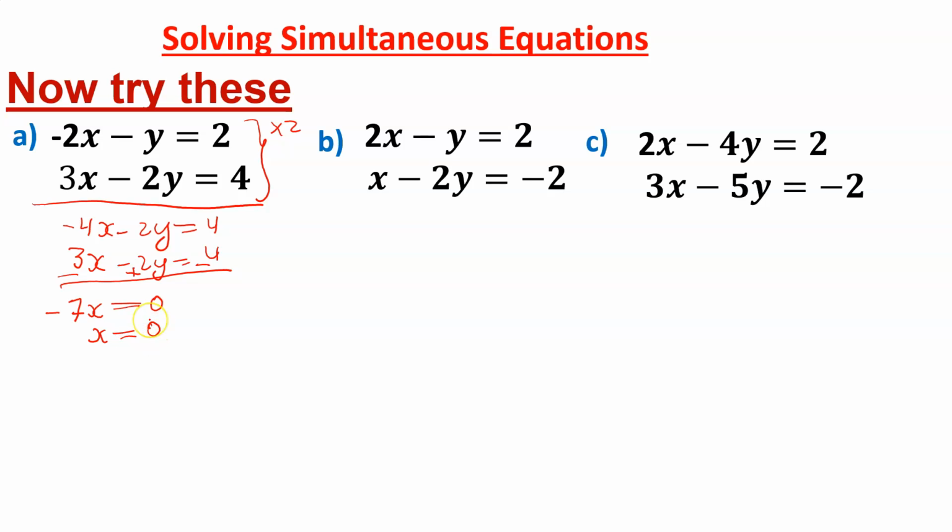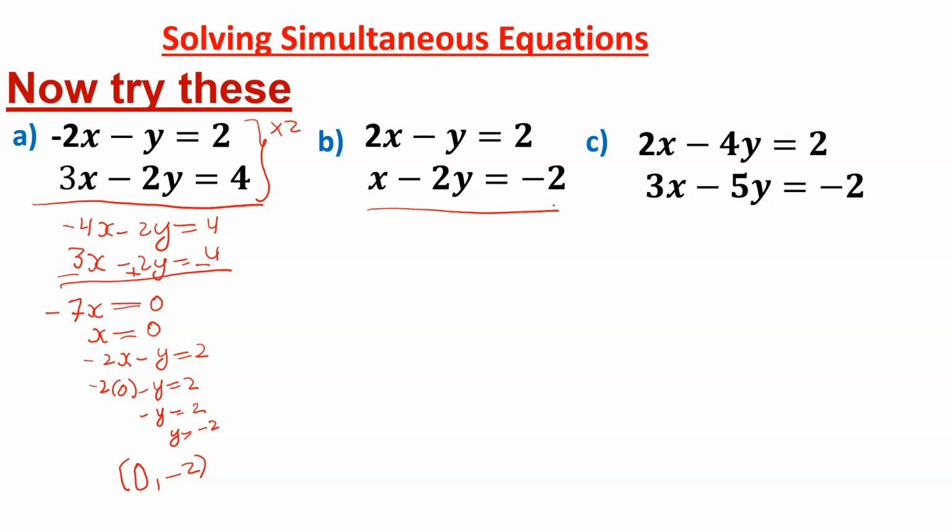Let's find our y. Let's use the top equation, which says minus 2x minus y equals 2. We need to use this equation to find our y coordinate. x is 0, so fill in there 0. Minus 2 times 0, minus y equals 2. That gives you minus y equals 2. And finally, we don't need minus y, we need y, so y becomes minus 2. What is the solution? We find x is 0 and y is minus 2. So that's how we do that one. Let's do this one now.